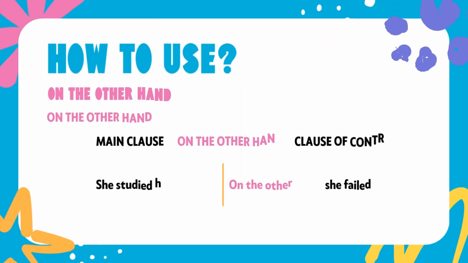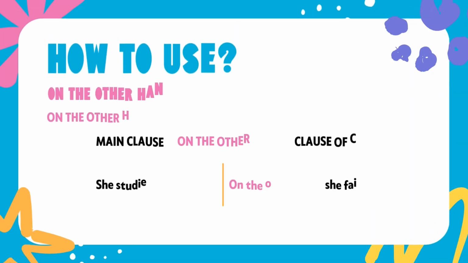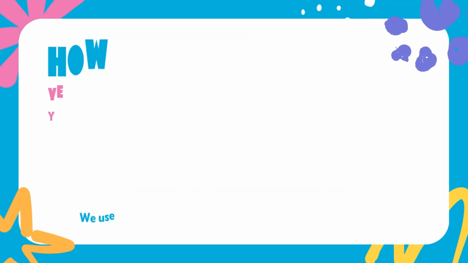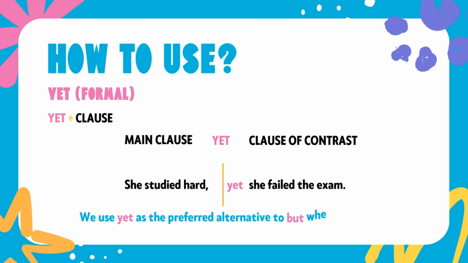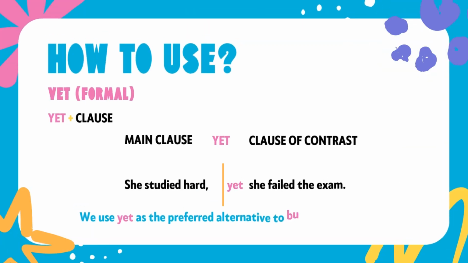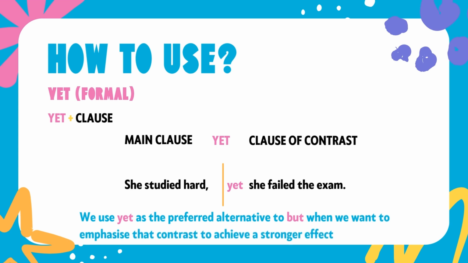On the other hand, we use on the other hand with a clause. She studied hard. On the other hand, she failed the exam. We use on the other hand at the beginning of the clause of contrast, and we put a comma. Yet, formal variant, we use yet with a clause. She studied hard, yet she failed the exam. We use yet as the preferred alternative to but when we want to emphasize that contrast to achieve a stronger effect.